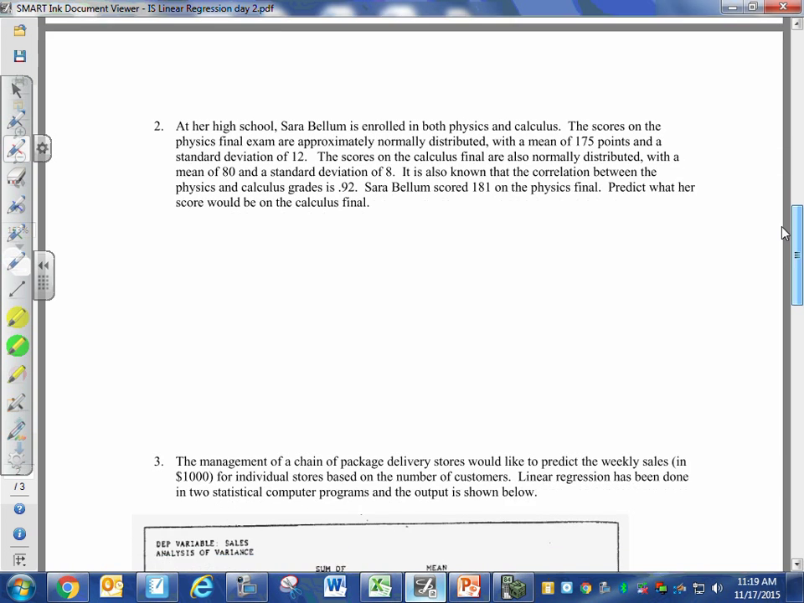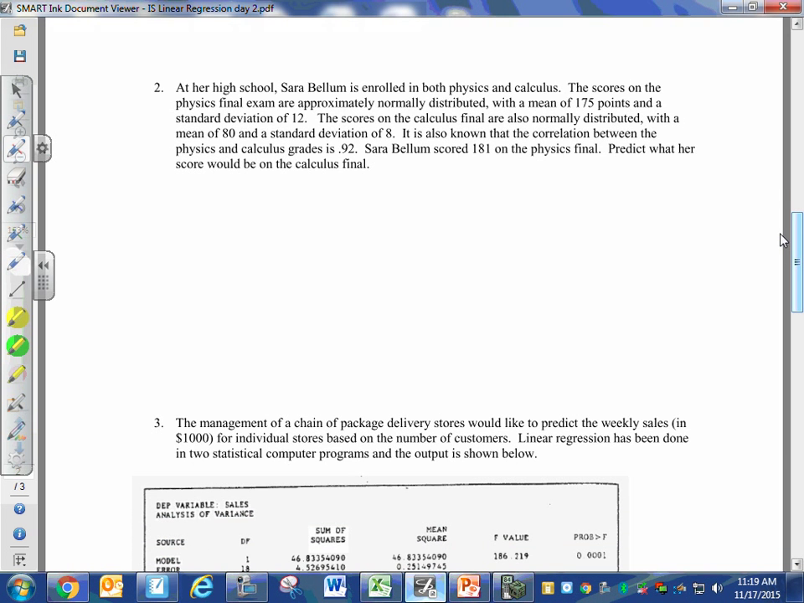Okay, your turn. Number 2. At her high school, Sarah Bellum is enrolled in both physics and calculus. The scores on her physics exam are approximately normally distributed with a mean of 175 and a standard deviation of 12. Scores on the calculus final are also normally distributed with a mean of 80 and a standard deviation of 8.